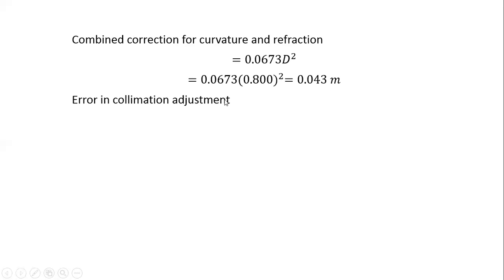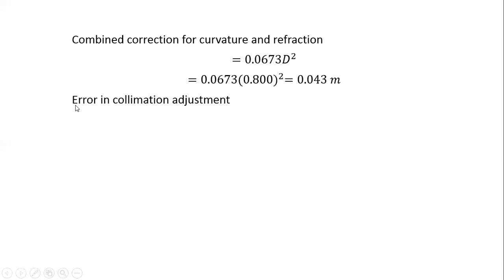Second, I have to find out the combined correction for curvature and reflection. Very simple. This is my formula, 0.0673 D square. D is always in kilometers. I know D value as 800 meter. It is 0.8 in kilometers. So this is my value, 0.043 in meter. That is the combined correction.